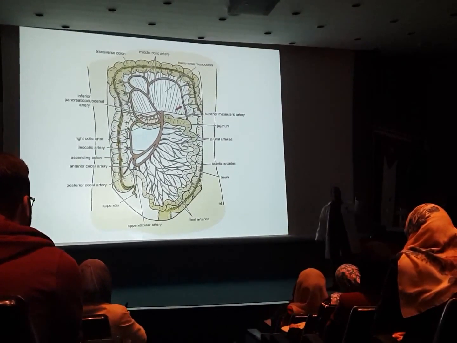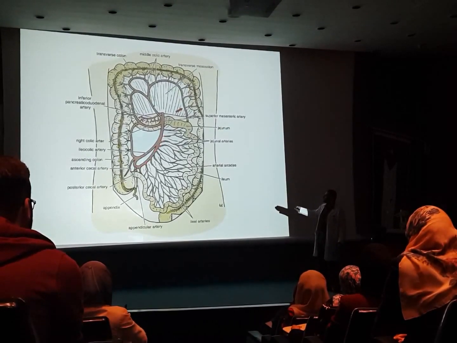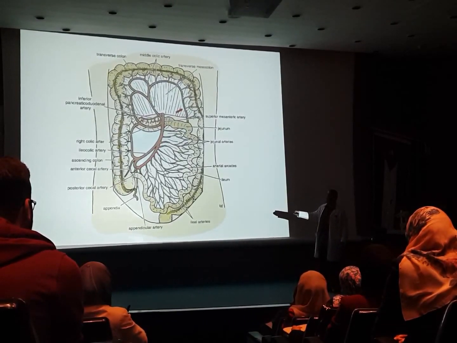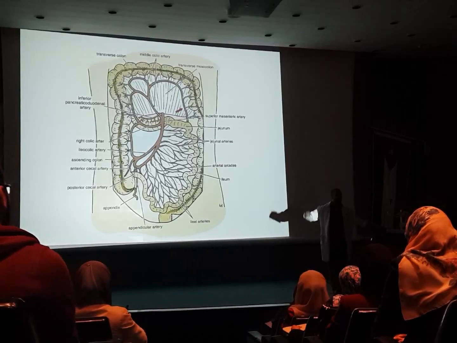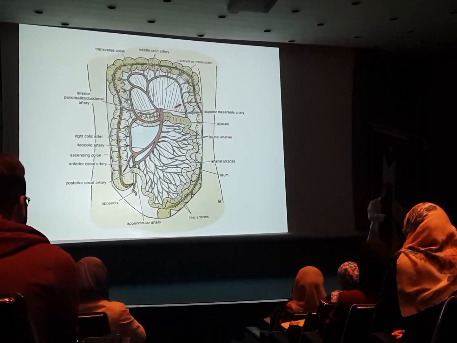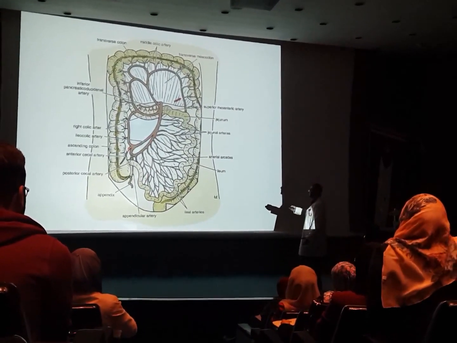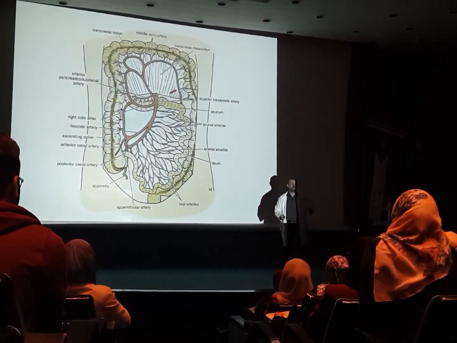Okay? It will give a descending branch. The descending branch will loop to anastomose with what? With the superior mesenteric itself. That's why they call it the terminal branch, or the terminator of the superior mesenteric. It loops to anastomose with the superior mesenteric itself.